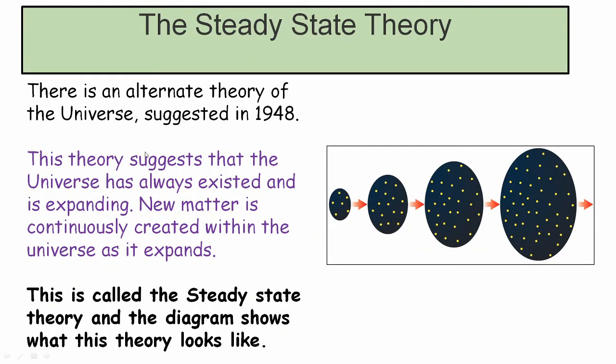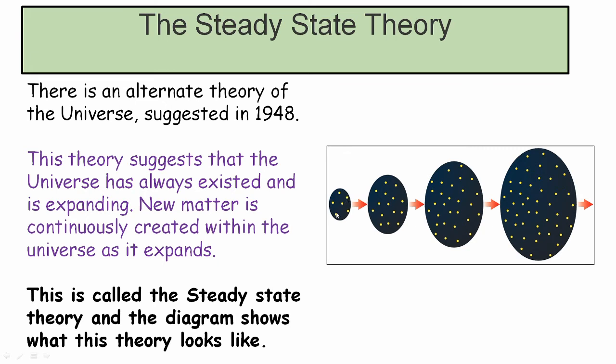So to complete this module on astrophysics, I just wanted to talk about a little bit of extra information which is not on the specification, but you might be interested to know of other theories. We've got the Big Bang Theory, that the universe started with a bang and galaxies were created and it's expanding. But the steady state theory was suggested in 1948, which is a different theory, and it suggests that the universe has always existed and is expanding, and new matter is being created as the universe expands. So this is what steady state theory says.